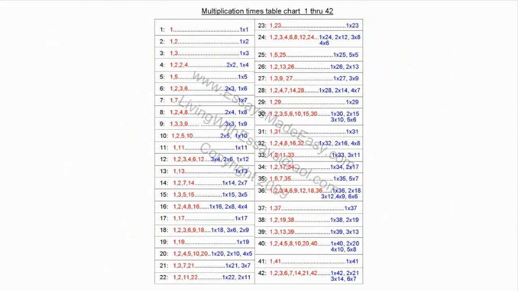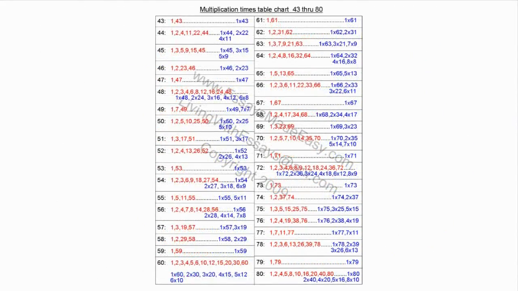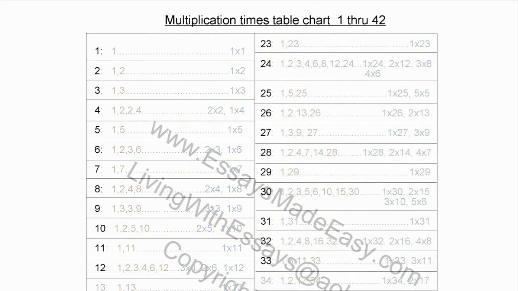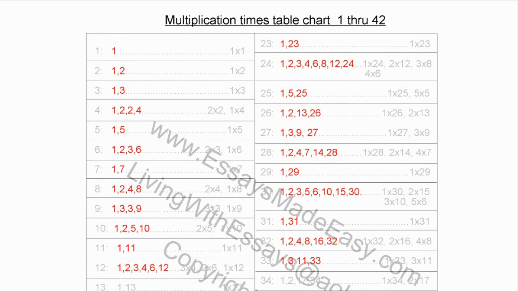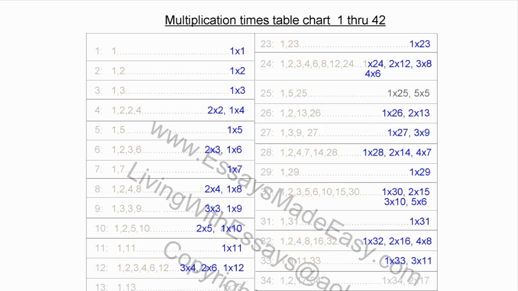I've created 2 pages of divisors and multiples for the numbers 1 through 80. The first page covers the numbers 1 to 42, and the second page covers the numbers 43 to 80. The first set of numbers in black are the primary numbers. The next set of numbers in red are all of the divisors that will divide evenly into the primary numbers. The last set of numbers in blue are all of the 2 by 2 multiples that multiply together to get our primary numbers.